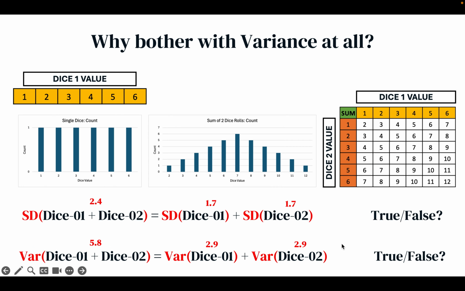So this is why variance is more important, and this is true for variance, but it's false for standard deviation. And variance can then help us understand complex distributions by using a very simple relationship.